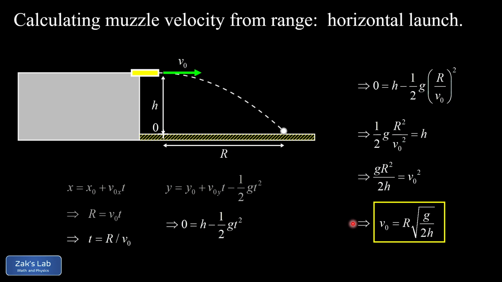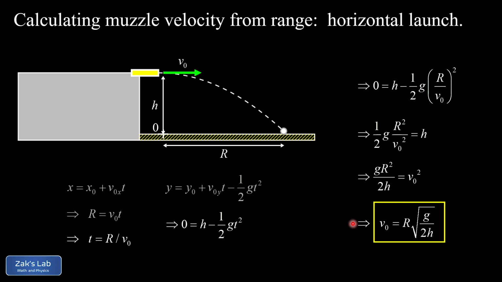And so now we're effectively using range as a speedometer for our projectile launcher. And this is a really practical process in the lab. All we have to do is put down some carbon paper at the impact point and carefully measure the height and the range, usually averaging over 10 or 20 shots, and then we can find the muzzle velocity.